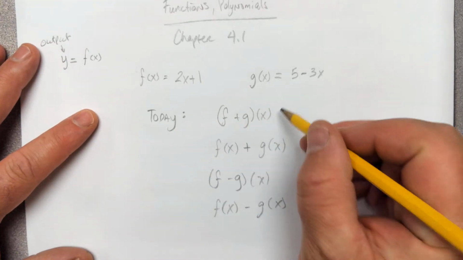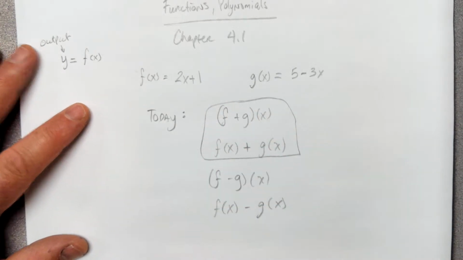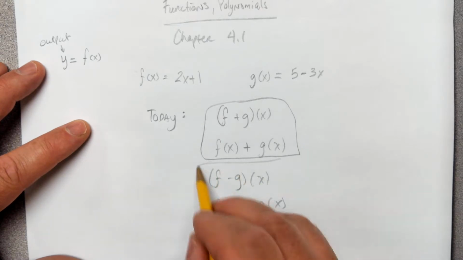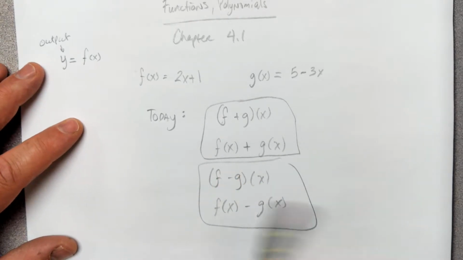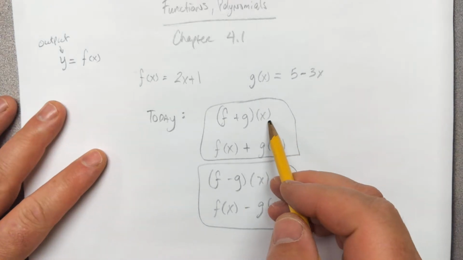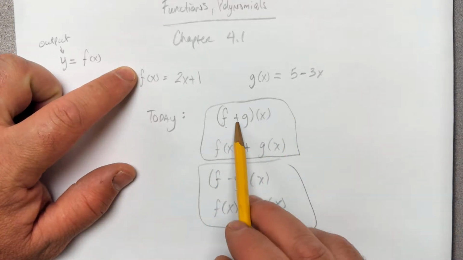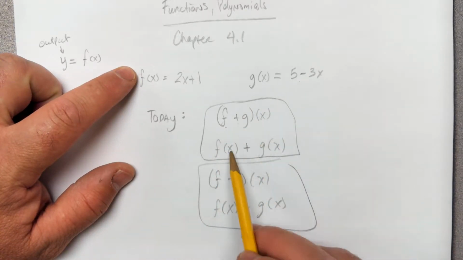Alright, now here's the thing. These are both the same. Oh man, I'm about to cut your work in half. And these two things are the same. So it doesn't matter if it's written this way or this way, same thing. So here's what this means right here. This means you take the function f and you're going to add it with the function g, just like it says here.